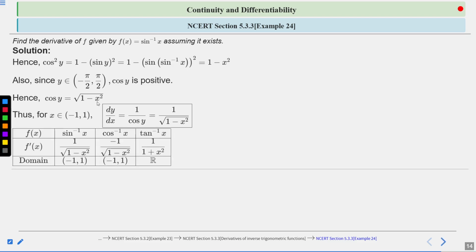Now you can see, if f(x) is equal to sine inverse x, f dash x will be equal to 1 upon root over 1 minus x square, and the domain of sine inverse x is basically minus 1 to 1. Also, if f(x) is equal to cos inverse x, then f dash x will be equal to minus 1 upon root over 1 minus x square, and the domain of cos inverse x is from minus 1 to 1. If f(x) is equal to tan inverse x, then f dash x will be equal to 1 upon 1 plus x square, and the domain is all real values, right?